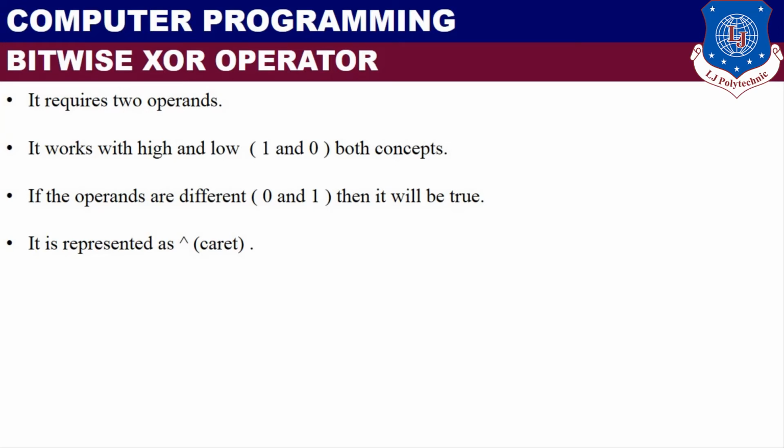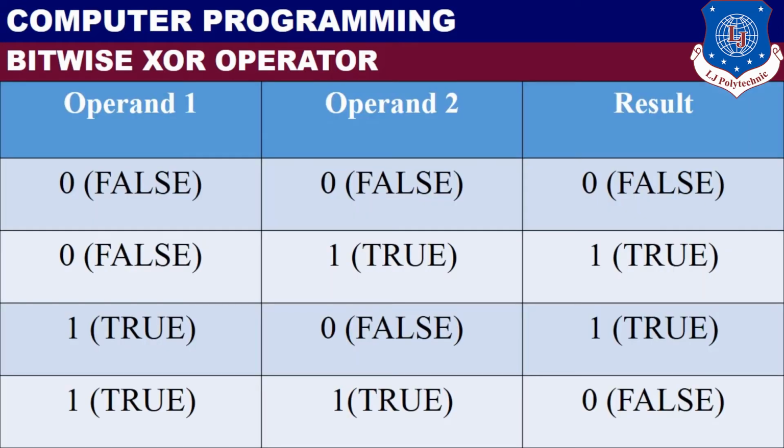That means operand 1 and operand 2 must have different values, 0 and 1. If they are the same, 0 0, then it will be 0, and 1 1 will also be 0. If it is 0 1, 1 0, it will be 1. It is represented as a caret. 0 means false, 1 means true.